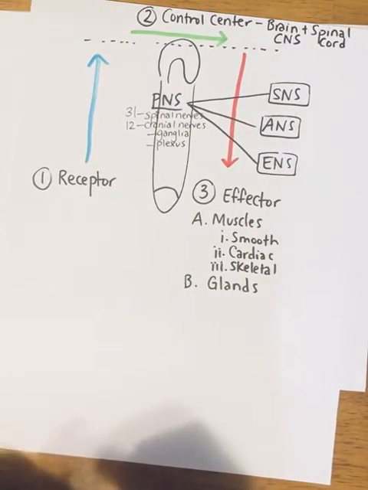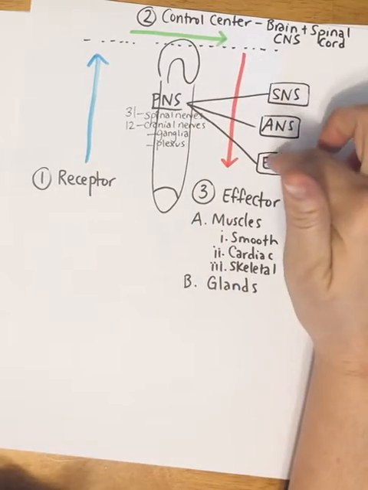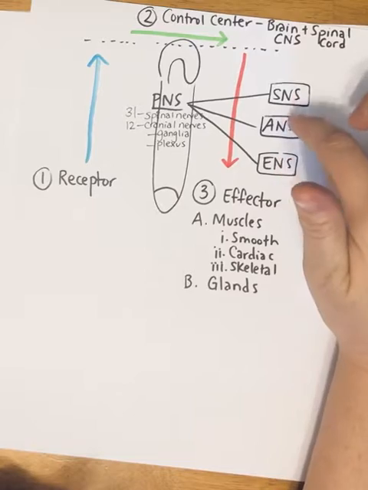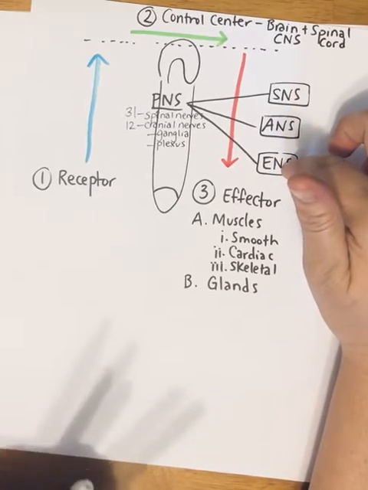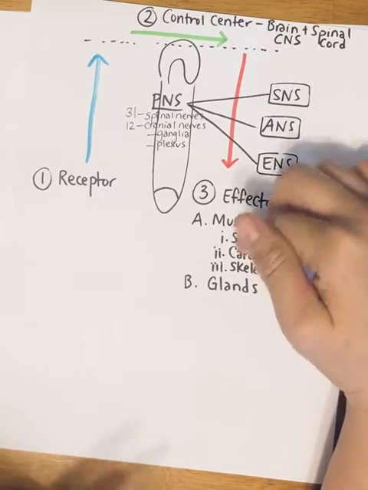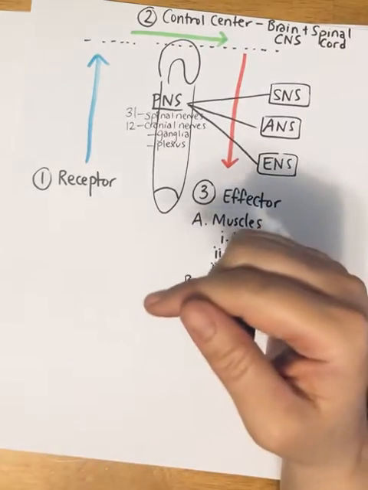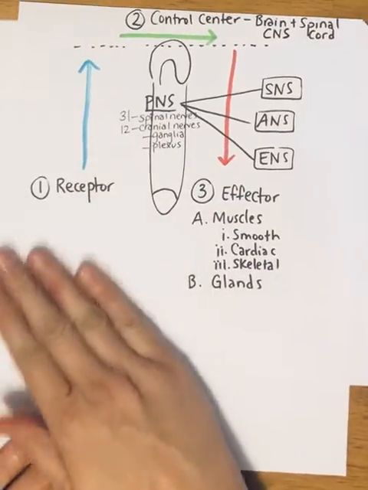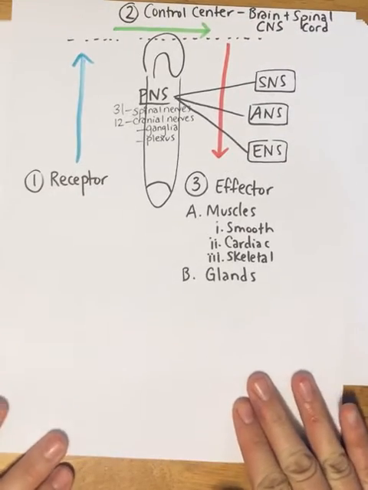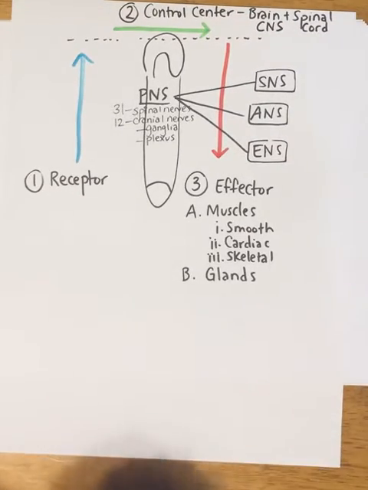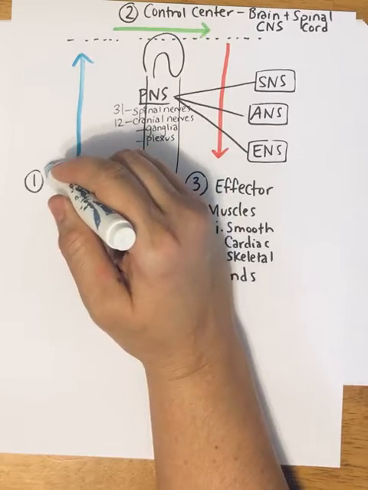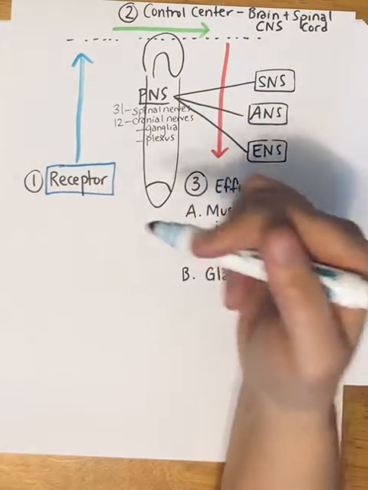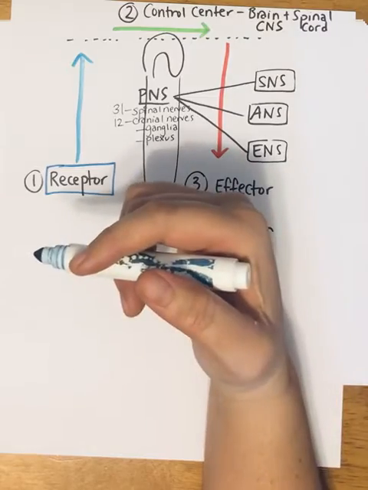Now, the peripheral nervous system has 3 subdivisions which all control different effectors. Your SNS, your ANS, and your ENS all have different effectors. Now, where we haven't really gone into great detail is this side of our safety pin cycle. So, what we're going to talk about now are the types of receptors that detect changes in the body.